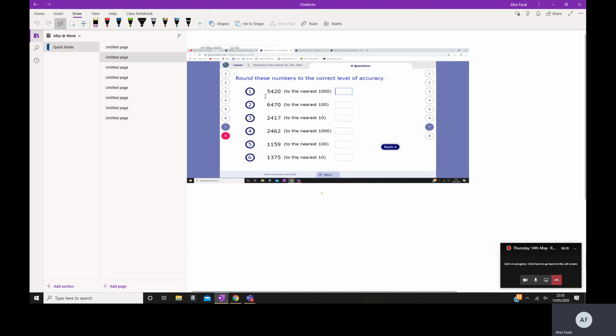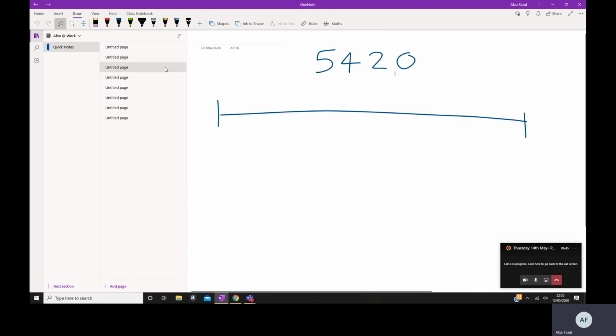Here's a different set of questions that I had from my maths. So I've got the numbers here, they're telling me to round to the nearest 1,000, 100 and 10. So I'm going to go through it. I've already wrote my number at the top and I've drawn a rough number line.